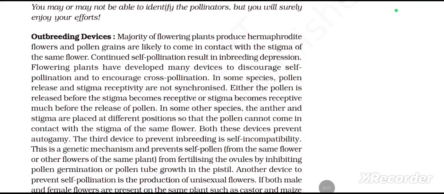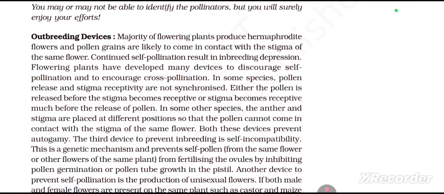Breeding devices. Majority of flowering plants produce hermaphrodite flowers, and pollen grains are likely to come in contact with the stigma of the same flower. Continued self-pollination results in inbreeding depression. Flowering plants have developed many devices to discourage self-pollination and to encourage cross-pollination. In some species, pollen release and stigma receptivity are not synchronized. Either the pollen is released before the stigma becomes receptive, or stigma becomes receptive much before the release of pollen.